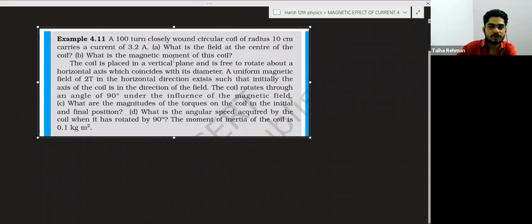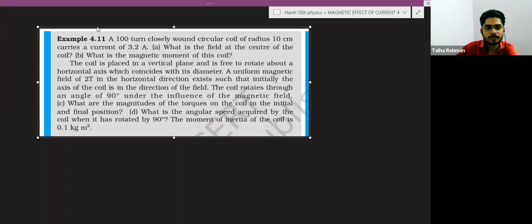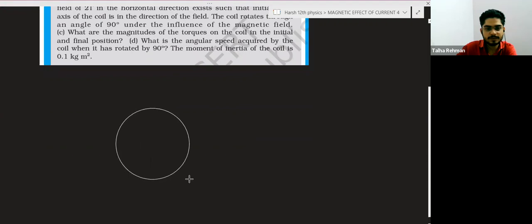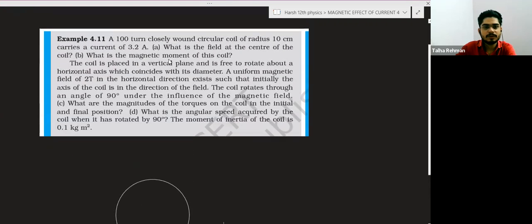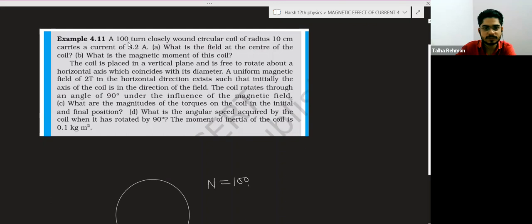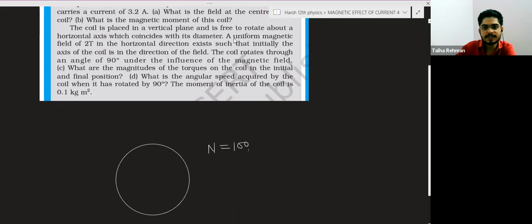So a circular coil is there, and what is given in this circular coil? Number of turns are 100. Capital N is given as 100, representing the number of turns, and the radius is 10 centimeter.